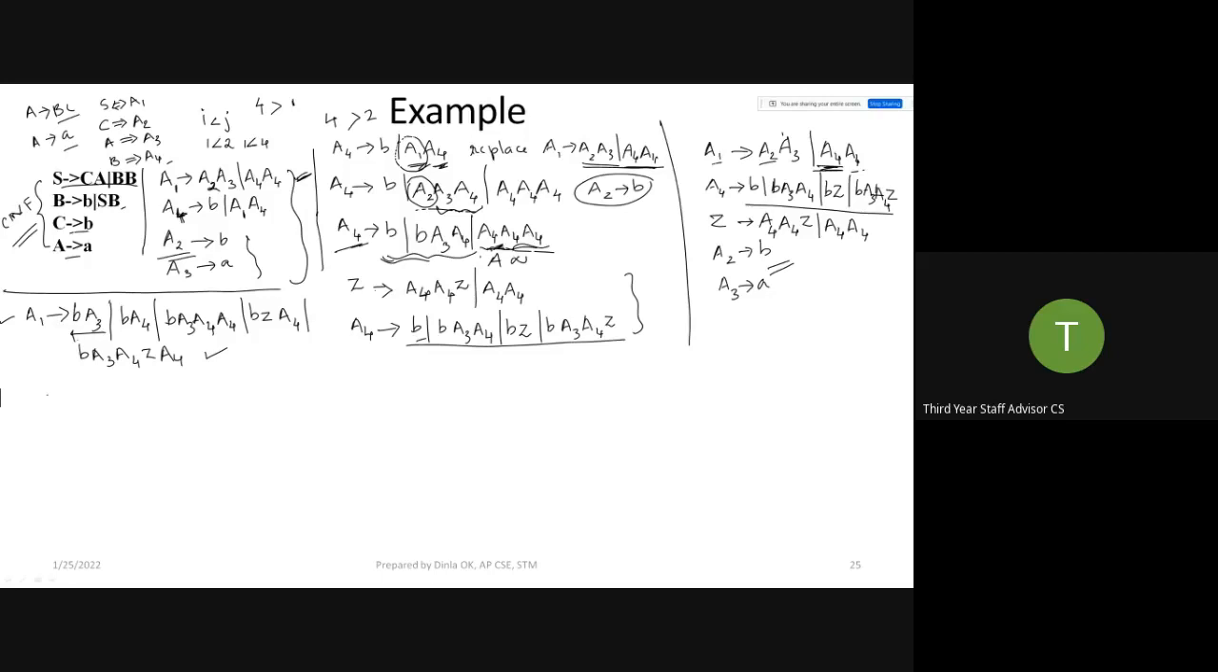Then we can check whether A4 is in Greibach. A4 നമുക്കിപ്പം എന്തൊക്കെയാണുള്ളത്, A4 implies B or BA3A4, or BZ or BA3A4Z. Okay, so this is also in Greibach normal form. എല്ലാം ഗ്രേ ബാക്കിന്റെ കണ്ടീഷൻ സാറ്റിസ്ഫൈ ചെയ്യുന്നുണ്ട്.